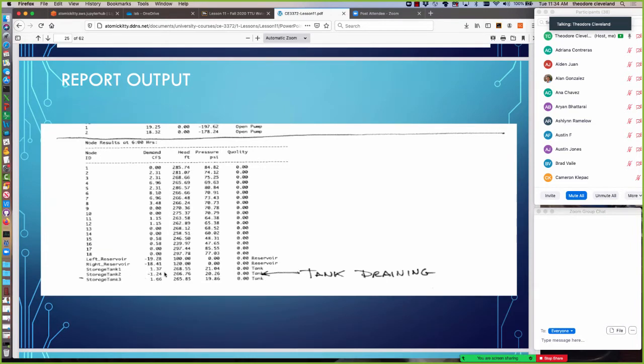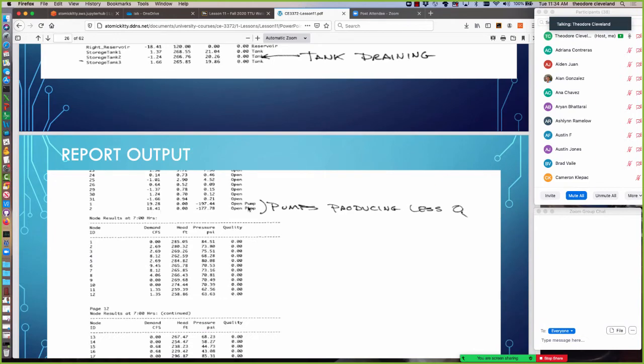And you can tell whether it's filling or draining by the nodal results and the positive or negative sign with the respective object. At this particular time step, both reservoirs are supplying water to the network, which makes sense because they're attached to it by a pump. And of the three tanks, 1 and 3 are filling, while tank number 2 is draining.